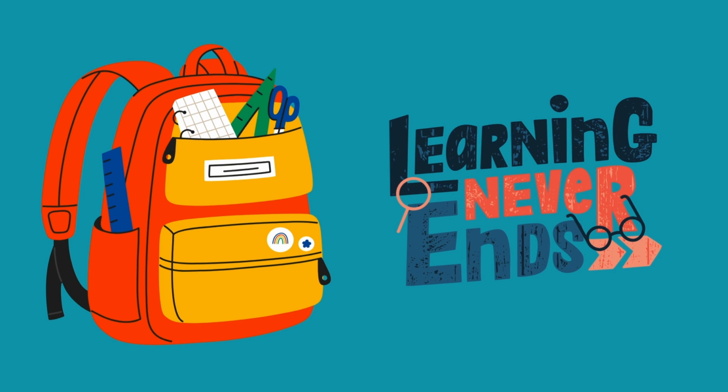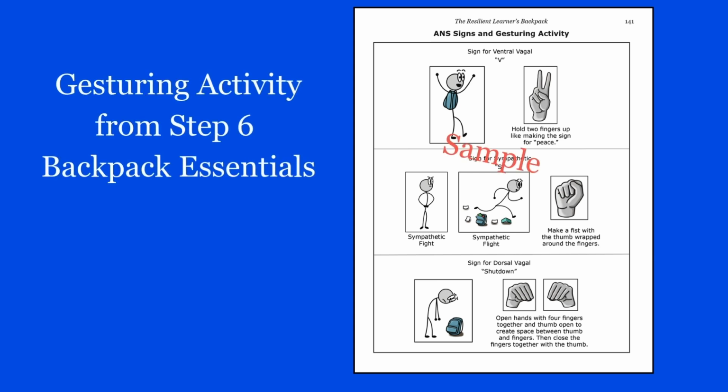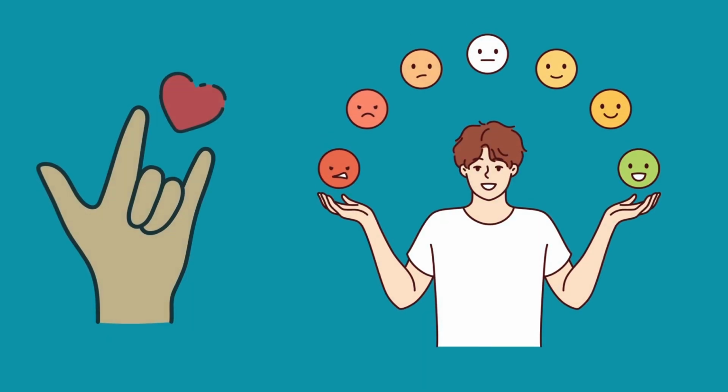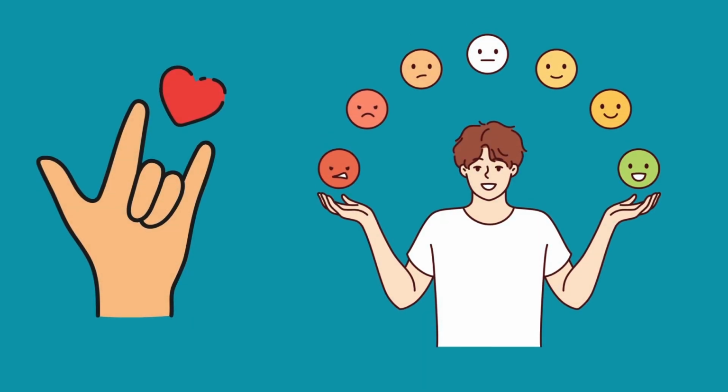For learners who sign, are non-speaking, or prefer to use signs, teach the American Sign Language signs for each state. These are taught in Step 6 Backpack Essentials. Never underestimate the depth of feelings for learners with language-based challenges. By teaching signs, learners who have a difficult time verbalizing emotions may become more adept at recognizing their ANS states and sharing their observations with others.